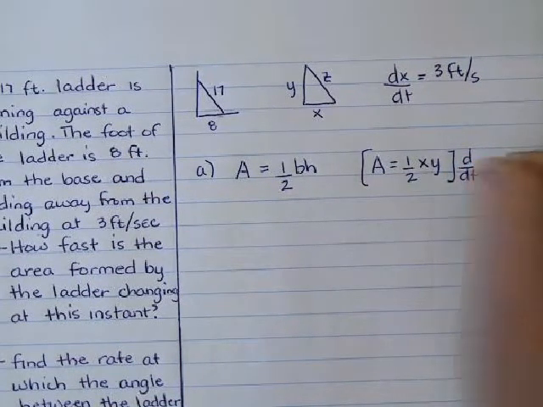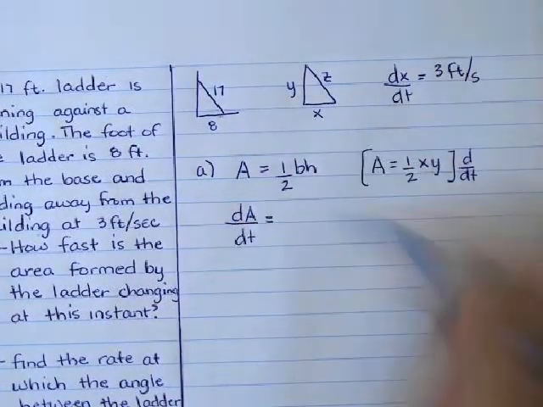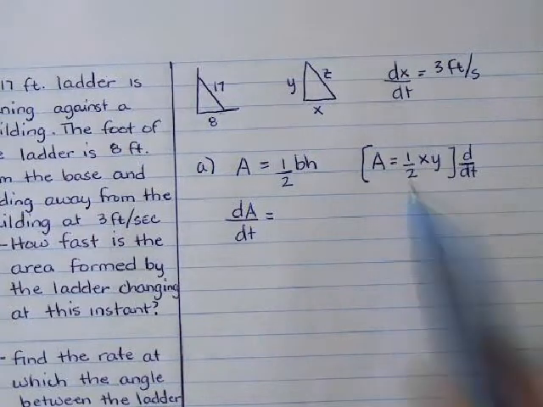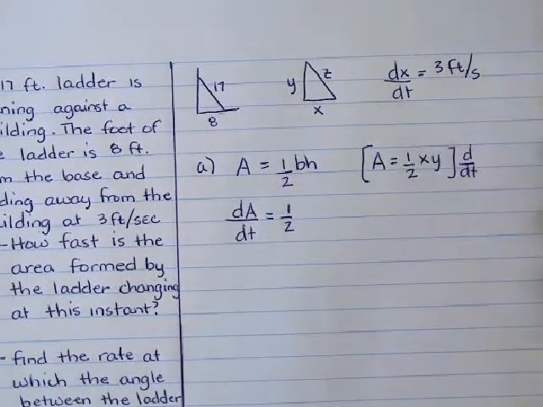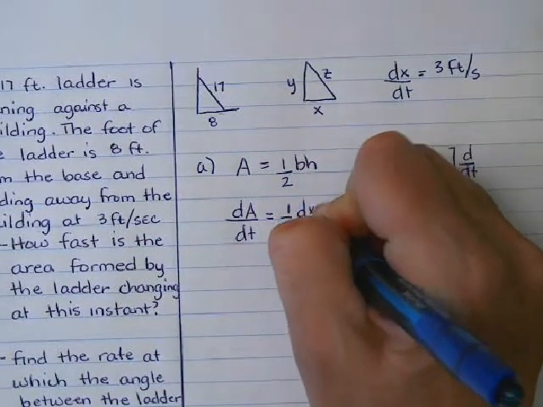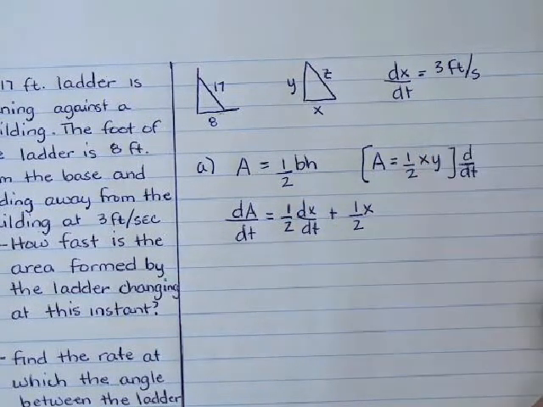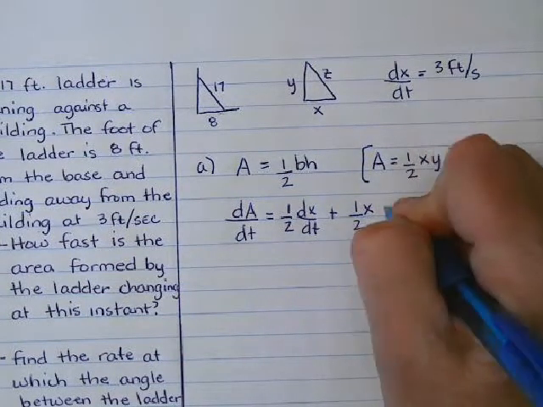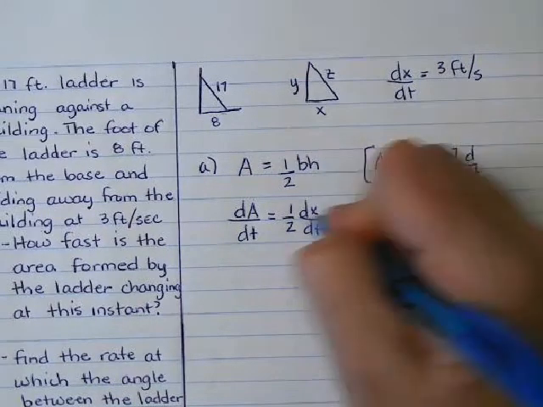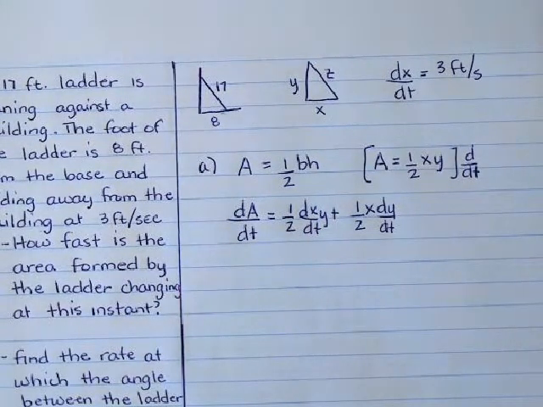Okay, so I'm going to have dA/dt, and remember that we have to use the product rule here: f prime g plus g prime f. So the derivative of the first, the derivative of x is 1, dx/dt, plus the first times the derivative of the second, which is dy/dt. Oops, and I forgot to put in my y over here, because I did the derivative of the first times the second.